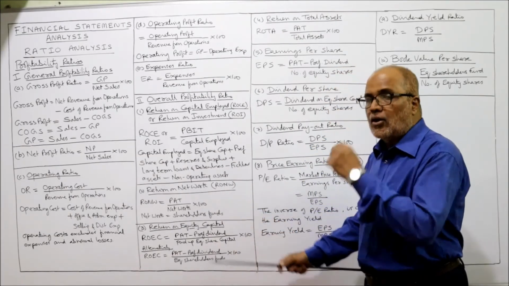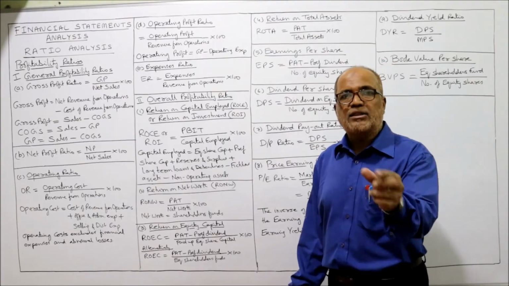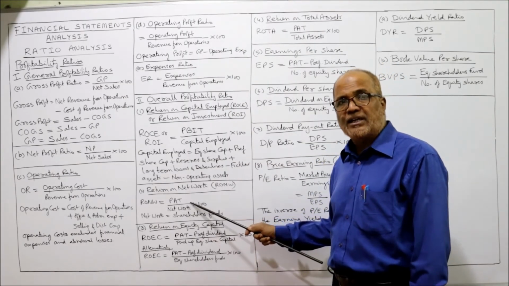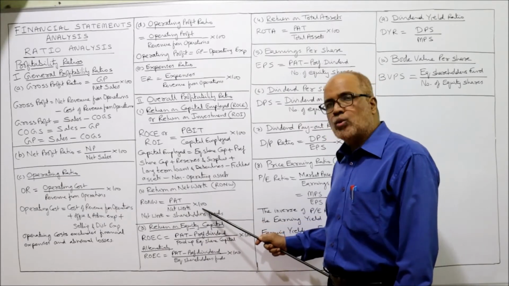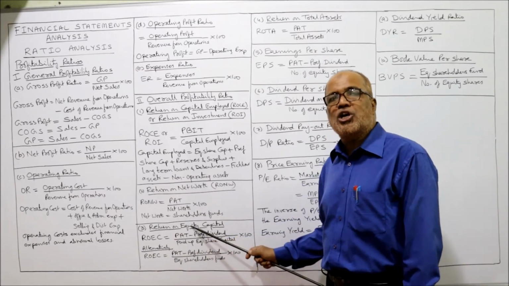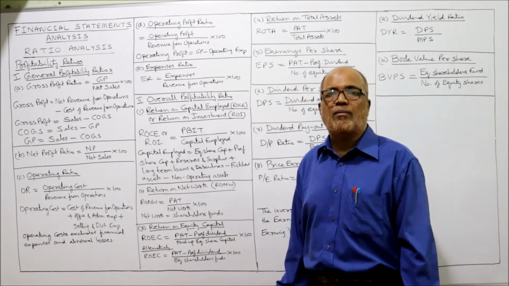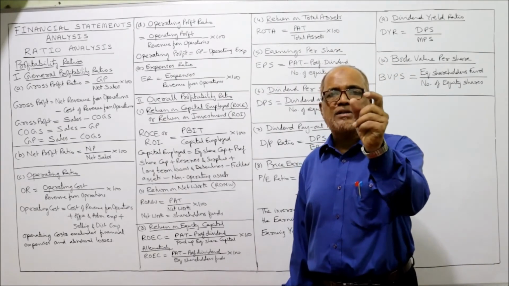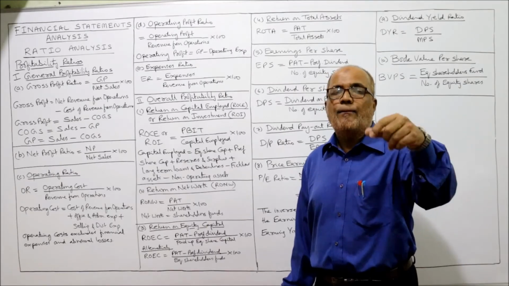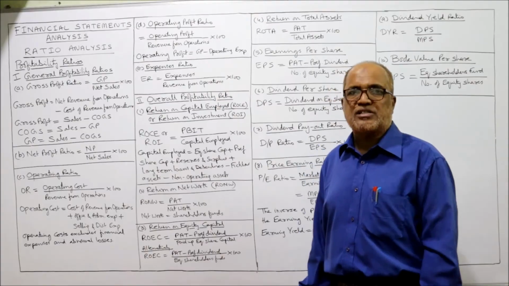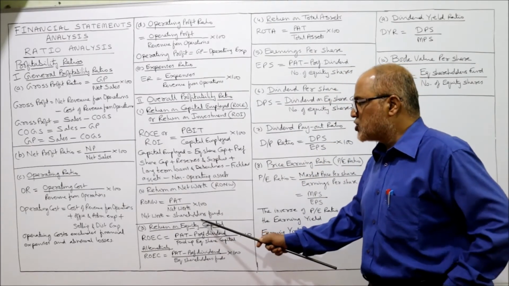Second is return on net worth. Net worth means shareholders' funds. So PAT, profit after tax, divided by net worth into 100. And you already know shareholders' funds from the previous formula: equity share capital plus preference share capital plus reserves and surplus minus fictitious assets. That is called shareholders' funds.